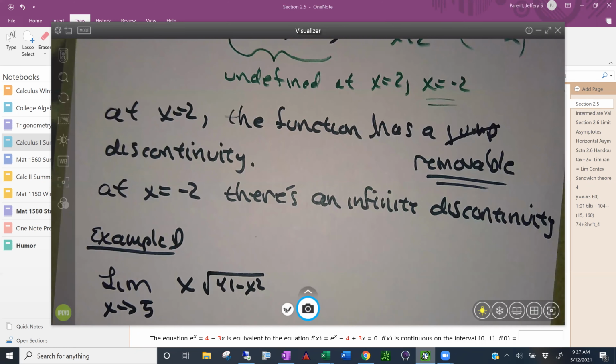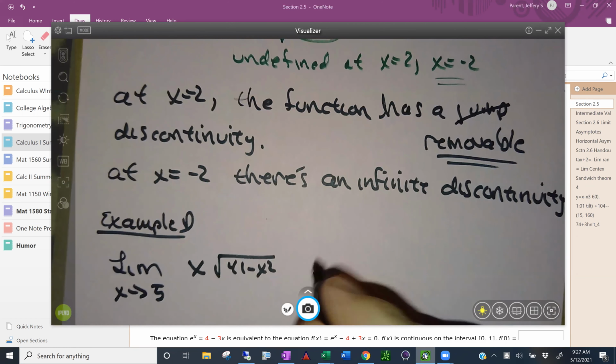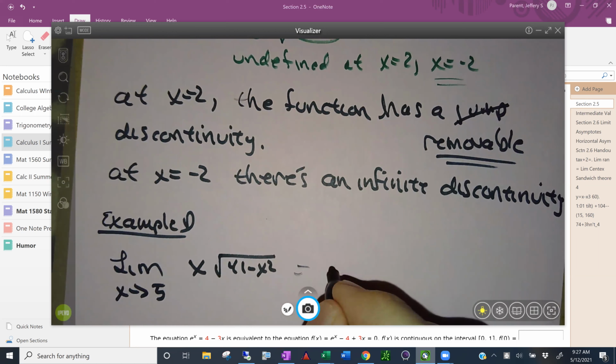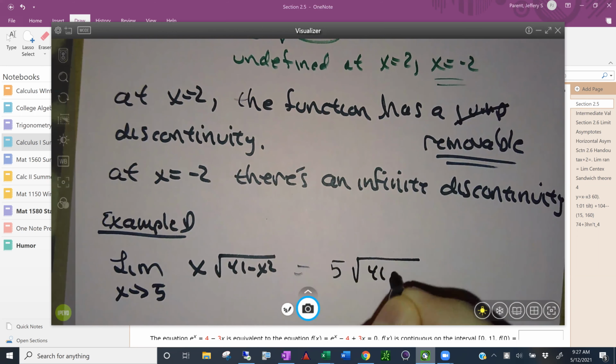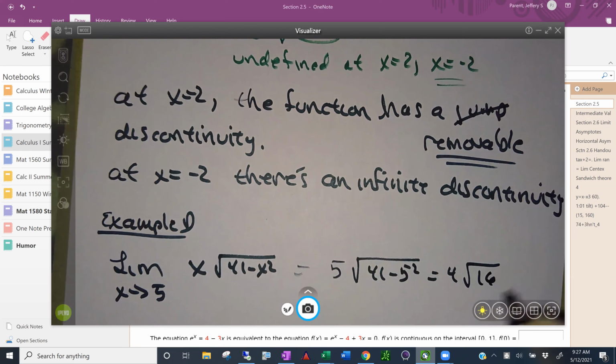If you plug in the limit, it's going to be 5 times the square root of 41 minus 5 squared, or in other words, 5 times the square root of 41 minus 25, which is 16. It should be a 5 here. 5 times 4 is 20. And that's it.